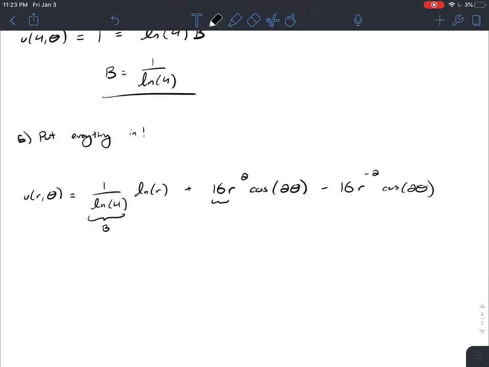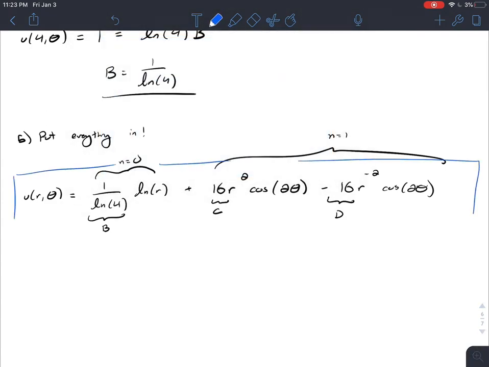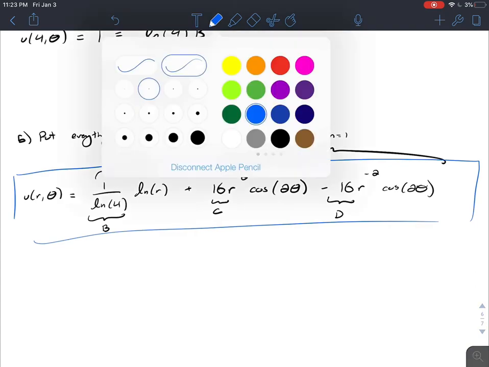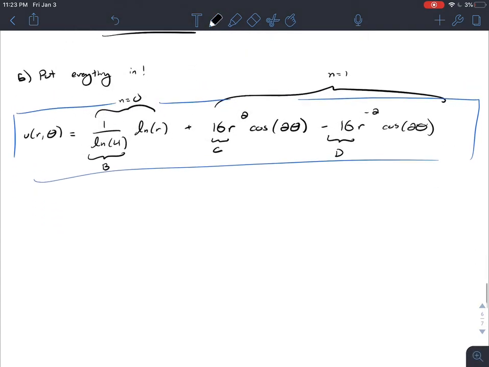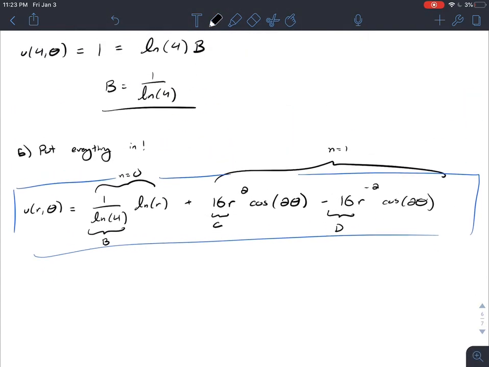That should be about it, and that would be your final solution. I'm just going to explicitly write this. This is your C. This is your D. These are your terms for n equals 1, and these are your terms for n equals 0. And this would be your final solution now. Box that in blue. And we are done.